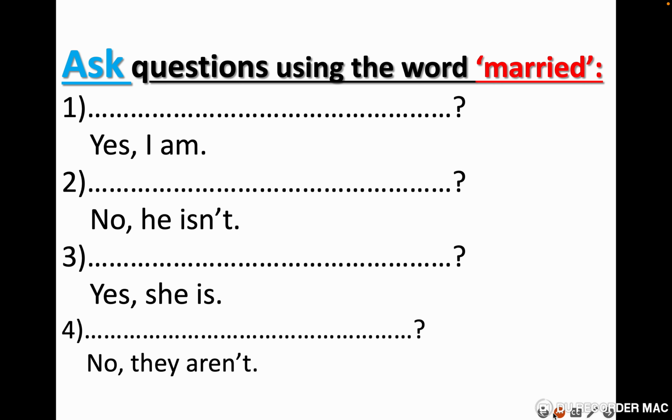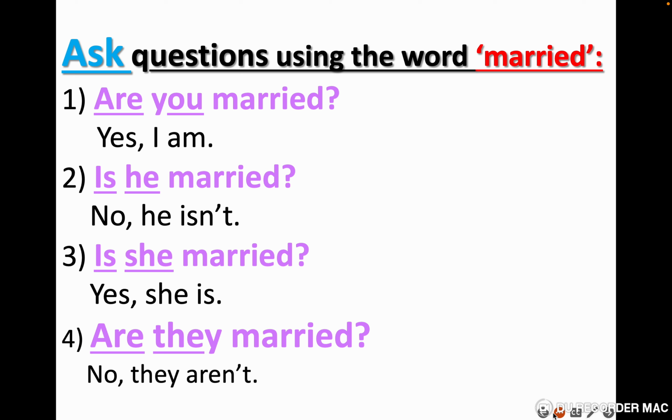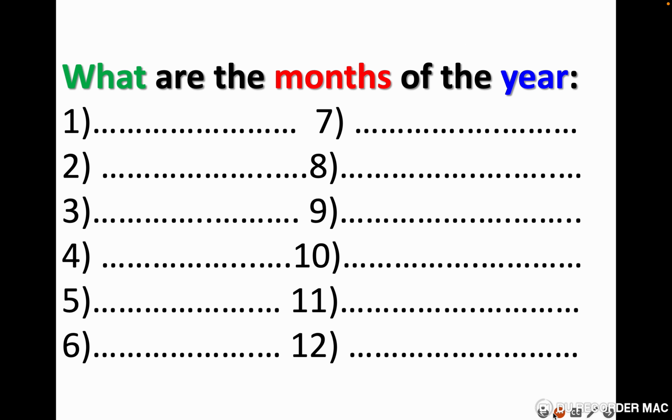Let's see the answers. The first question is, are you married? Yes, I am. The second question, is he married? No, he isn't. The third question, is she married? Yes, she is. The fourth question, are they married? No, they aren't. Let's write the answers. When you've finished, you can go to the next slide. If you haven't finished, stop the video, write the answers, then go to the next slide.